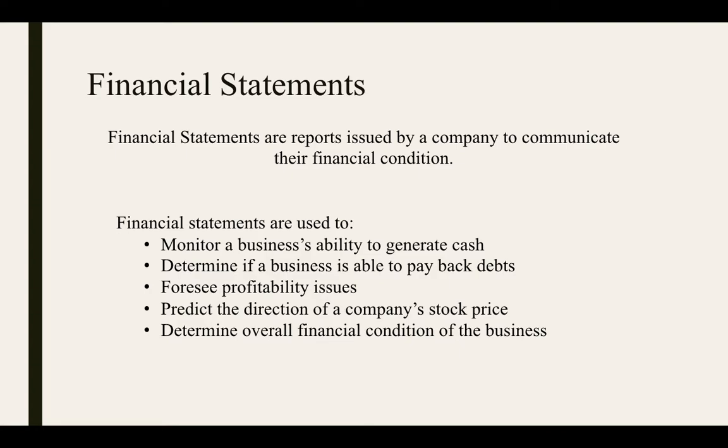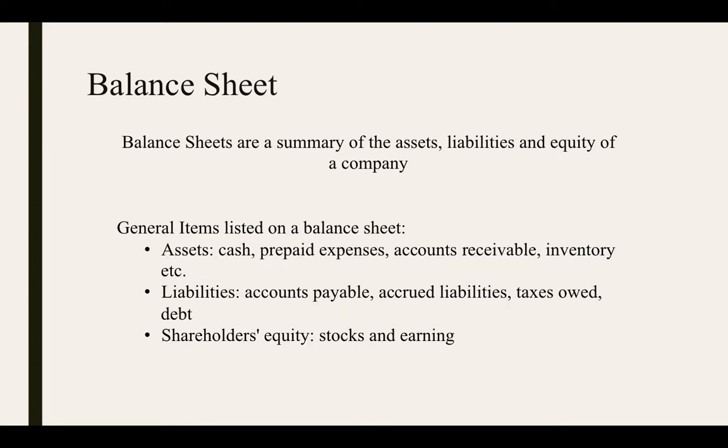There are 4 types of financial statements. The first are balance sheets. The balance sheet, or statement of financial position, summarizes the assets, liabilities, and equity of a company in a given time frame. Its main purpose is to determine how liquid a business is.